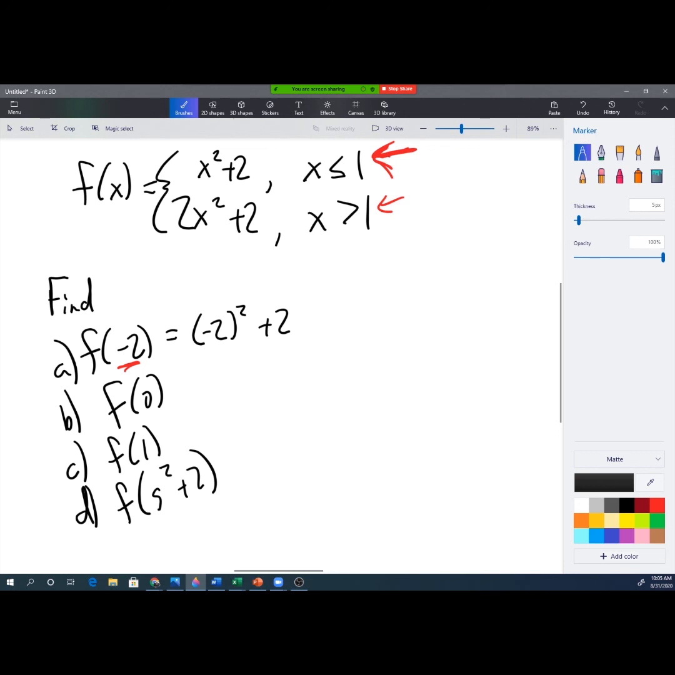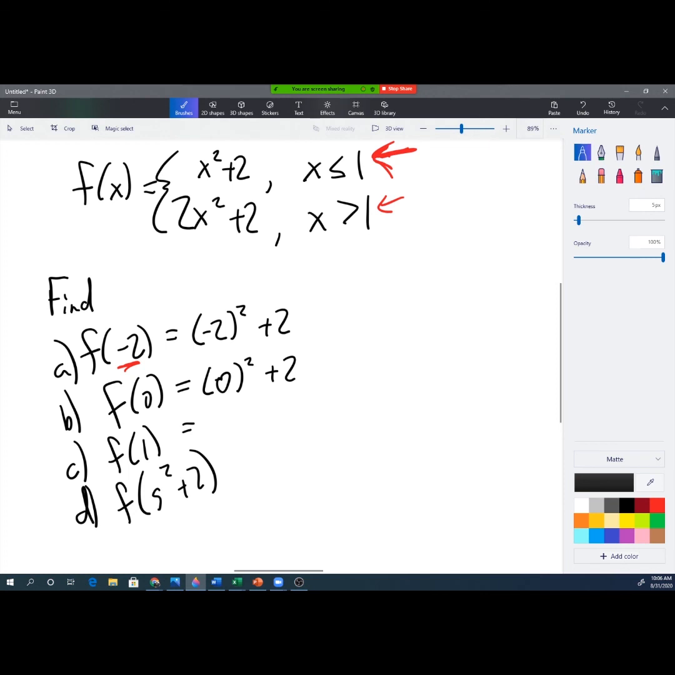What about 0? Is that less than or equal to 1, or is that greater than 1? Less than. It is less than. So we are going to use the same function again. I'm realizing how dull this problem is because we keep using the same one over again.